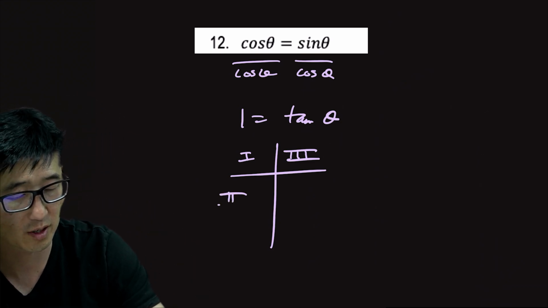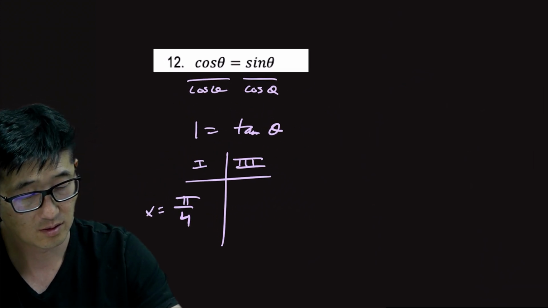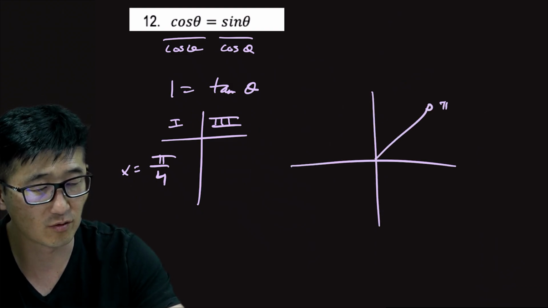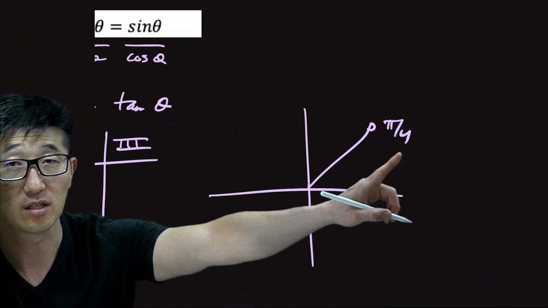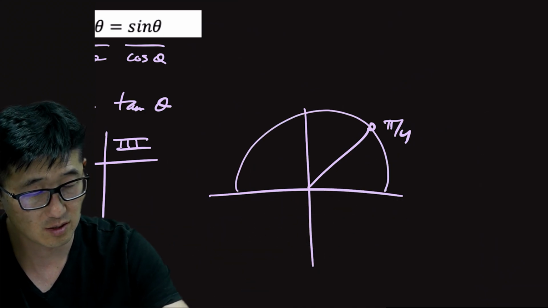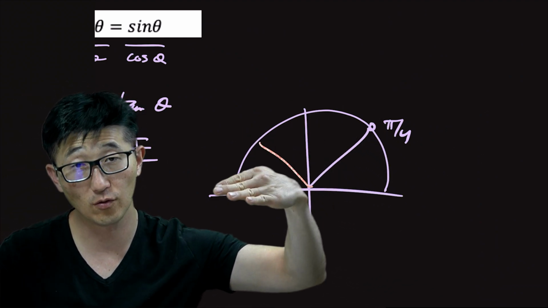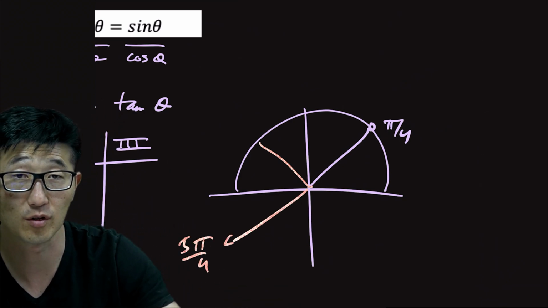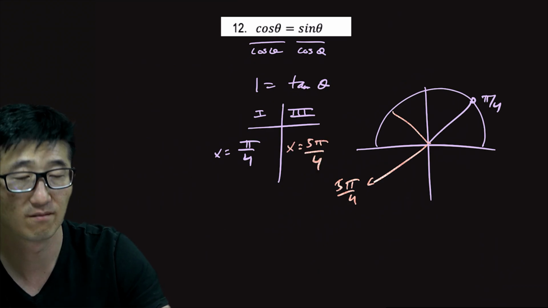Yep. So in quadrant 1 it is pi over 4. But what is it in quadrant 3? Is it negative pi over 4? No, watch. This is pi over 4 right here. Remember, what I do is use the denominator. If it's 4, that means the upper hemisphere is broken up into 4 parts. So 1/4, 2/4, 3/4, 4/4, and 5/4. So in quadrant 3, x equals 5 pi over 4.